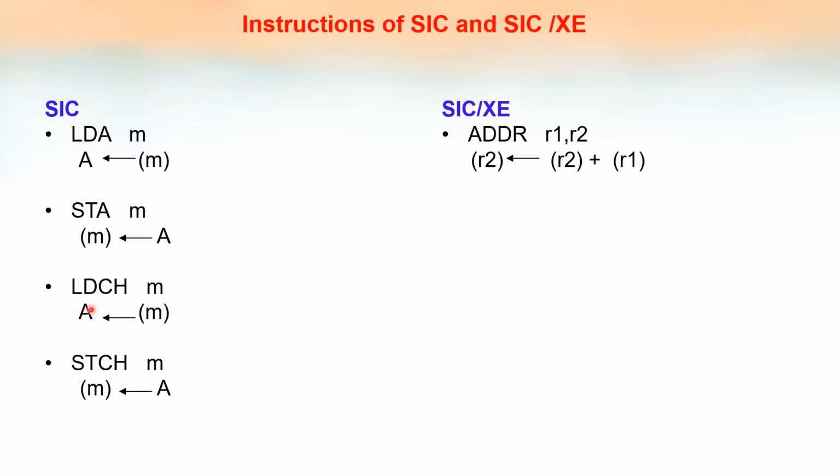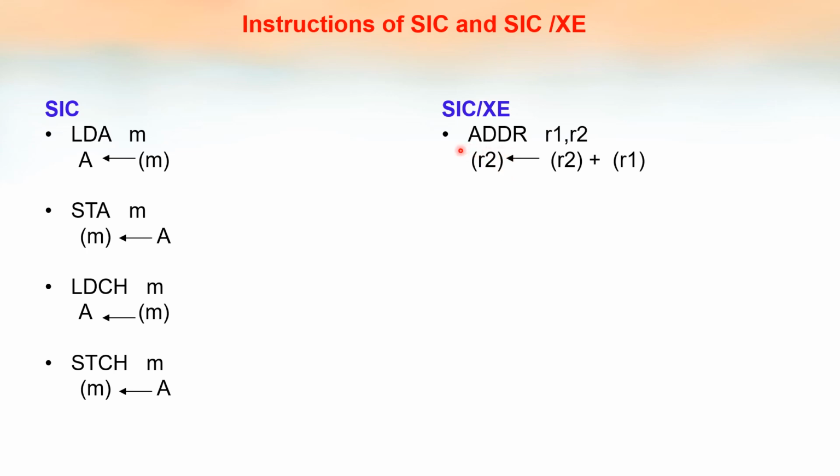Then see the next instruction, LDCH. This is for loading a character. LDCH M: the character data in the memory address M is loaded into register A. The opposite of this is STCH, store character to the memory location. So the character in the accumulator is stored to the memory address M. These instructions are all there in SIC/XE, plus some additional instructions.